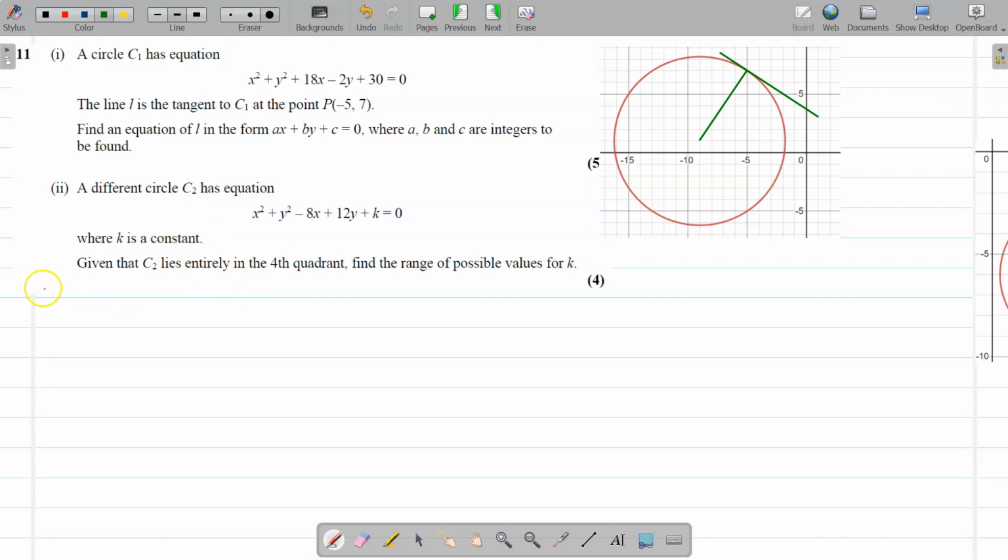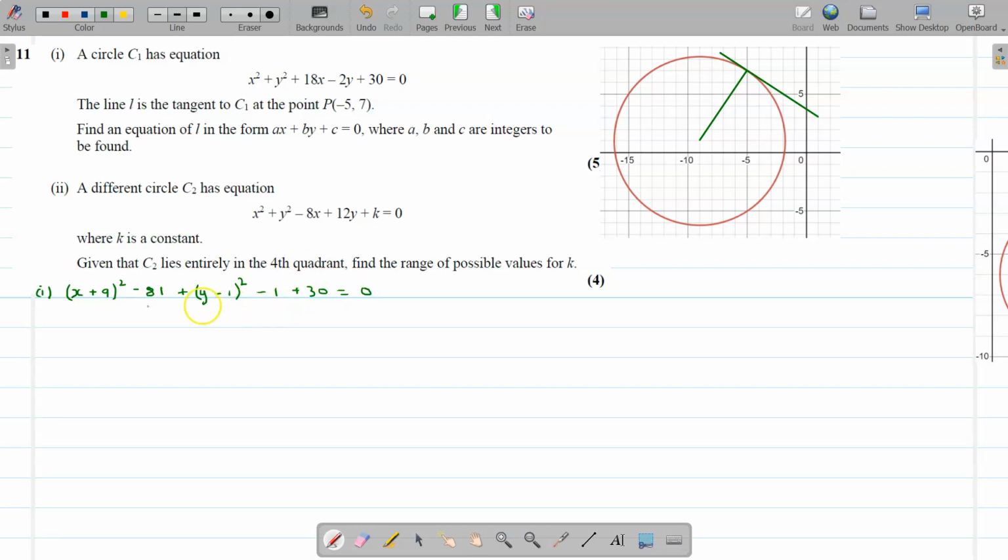So if we write the equation of the circle in completed square form, we've got x plus 9 all squared, take away 81, that's the residue when you do the completed square of that. Then you've got to do the y, which is going to be y minus 1 all squared with a residue of 1, and all of that plus 30 equals 0.